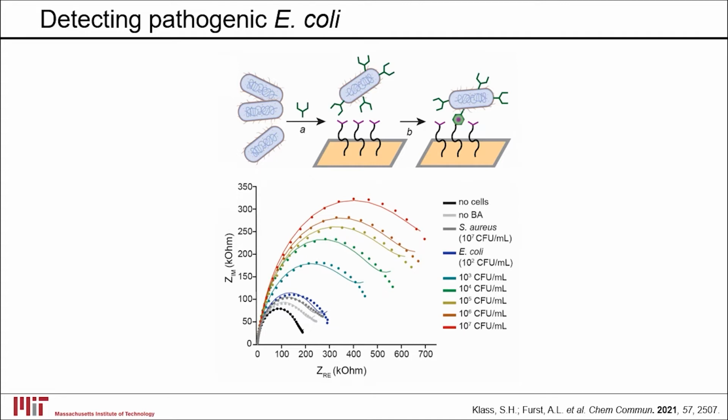We can see on the bottom that if we have no cells present, we see a very low charge transfer resistance in black. And if we don't add any boronic acid to the cells, we similarly see very low resistance. Similarly, if we add an off-target microbe, in this case Staphylococcus aureus, even at very high concentrations, 10 to the 7th CFU per mil, we see no response. It's only when we add those E. coli modified with that boronic acid, even down to 100 cells per mil, shown in blue, that we see this increase in charge transfer resistance.